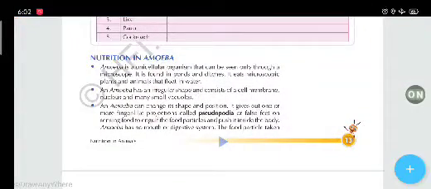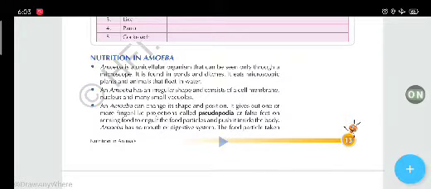Now the nutrition in amoeba. Students, as I told you, the heterotrophic mode of nutrition takes place in all animals. And in heterotrophic, what kind of nutrition takes place in human beings, amoeba, paramecium? Holozoic mode of nutrition. But how that holozoic mode of nutrition takes place in amoeba, we will discuss in detail.